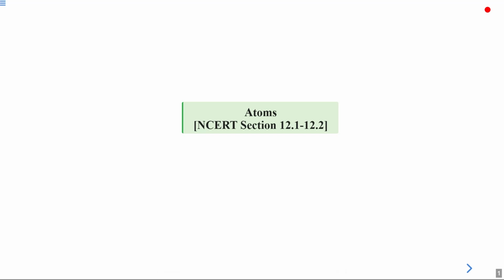Hello students, today we will study some important topics from chapter Atoms. In this lecture we will cover NCERT section 12.1 and 12.2.